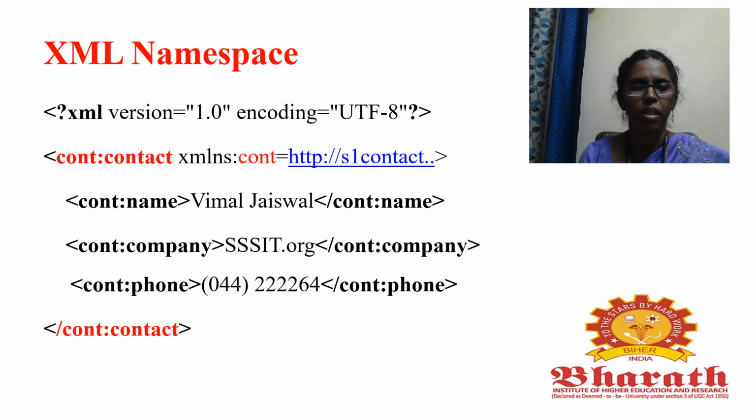Within that cont we are having three tags: name, company and phone number. So this cont, or this name, company, phone will be identified from this namespace cont. This cont stores the information of the web page or URL http://s1/contact. So this is the namespace attribute. xmlns is used as an XML namespace attribute to avoid the name conflict. We are using this concept in XML.